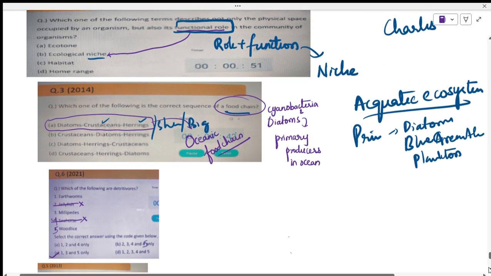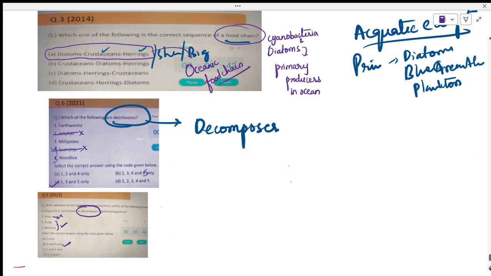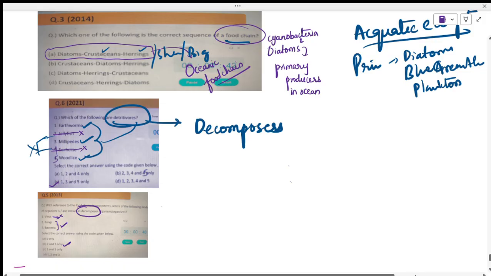Okay. Then detritivores. Detritivores are nothing but decomposers. So earthworms can decompose. Earthworms are called farmer's friend because they decompose. Millipedes can decompose. Woodlice also can decompose. So these three will be the answer for decomposer. Jellyfish cannot decompose. Seahorse cannot decompose. So we can easily eliminate these. Then let's see the last question of this session and we'll be ending this.